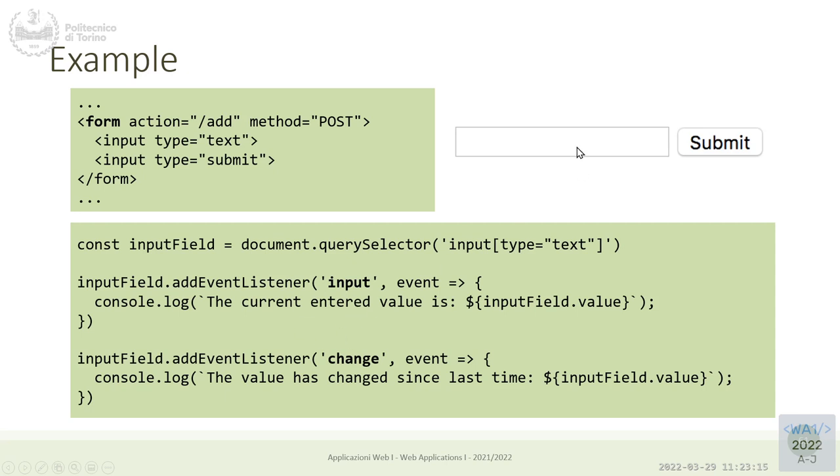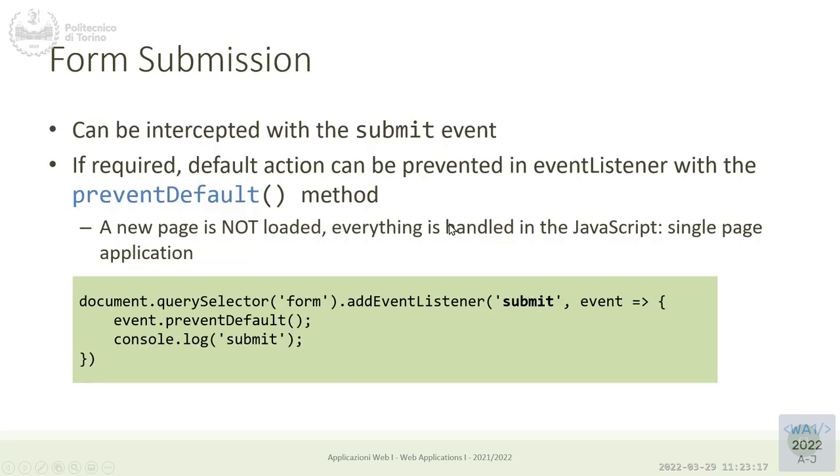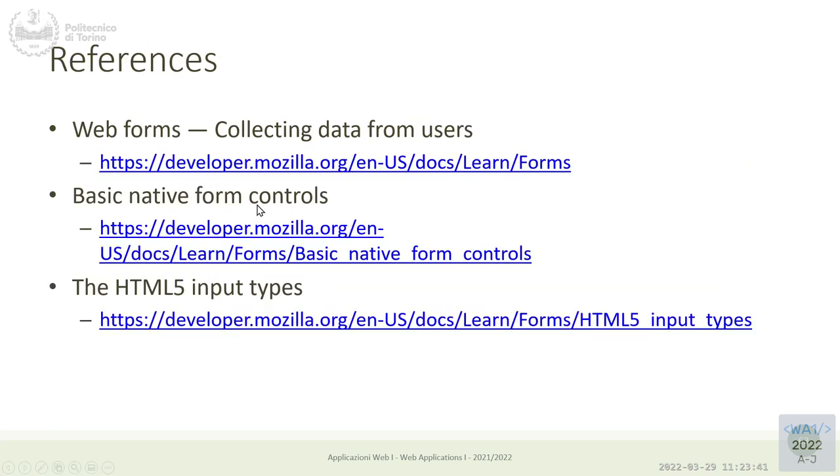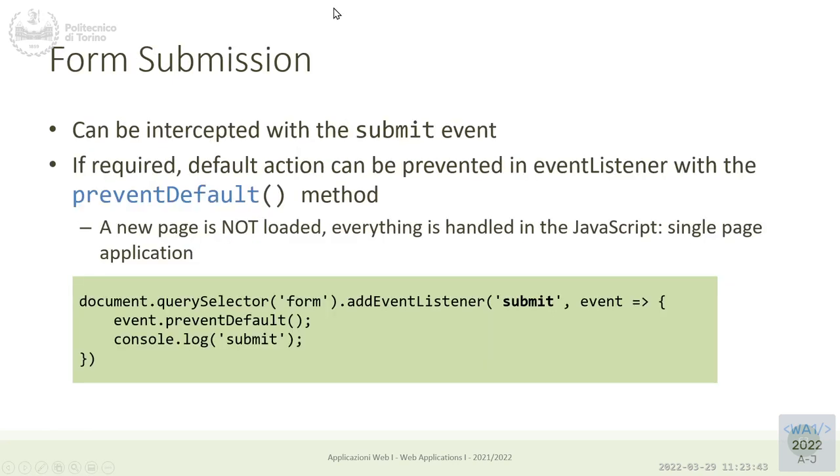Okay, this is an example just showing the difference between the two. If we are handling the submit button of the form, we should also remember the prevent default method, because we don't want the form to be really submitted somewhere, we don't even know where, because we are just using the submit button to activate our own code. And so we should prevent the default action.